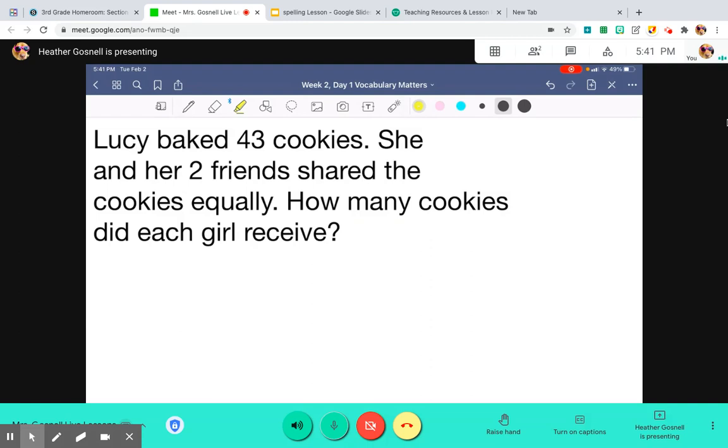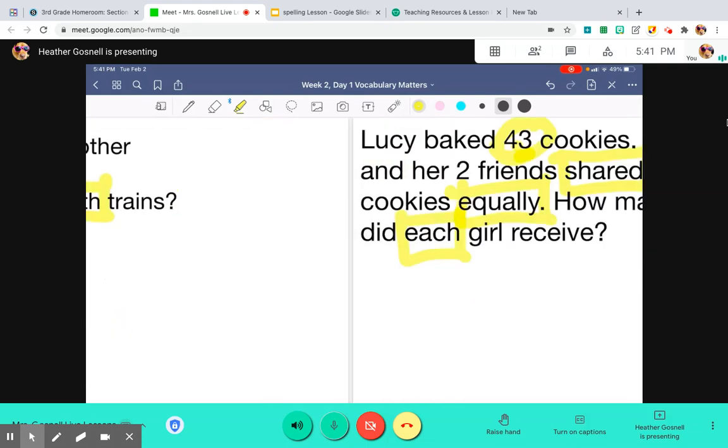Lucy baked 43 cookies. She and her 2 friends shared. Ooh, I might be dividing here equally. How many cookies did each girl receive? And look, I'm starting with the total. That's not a keyword, but I know that I started with 43 cookies and I'm sharing things equally. I'm going to be dividing here.